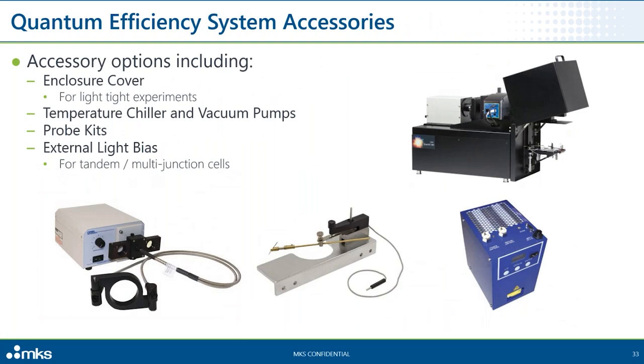And to further set up your lab for success, we have a variety of accessories that you can order to fit your specific needs. That includes an enclosure cover for your light-tight experiments, temperature chiller and vacuum pumps to interact with your sample stage, a variety of probe kits to provide electrical contact to your cell, as well as external light bias for those tandem and multi-junction cell testing.